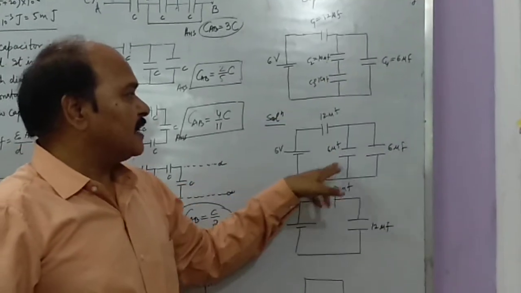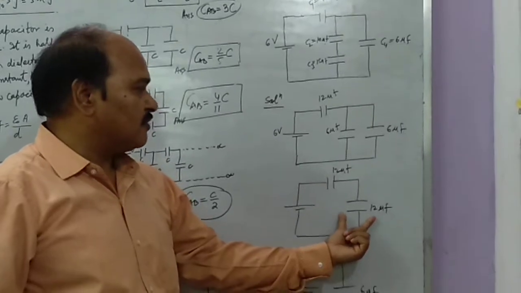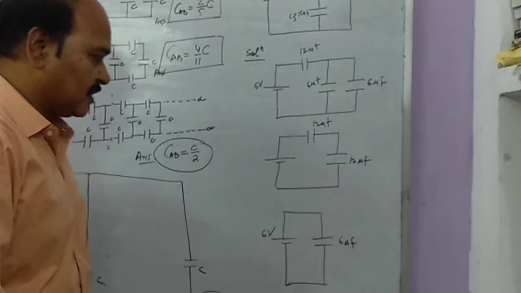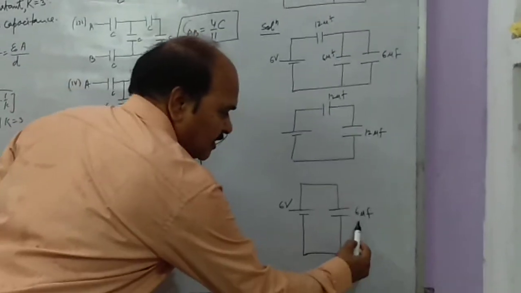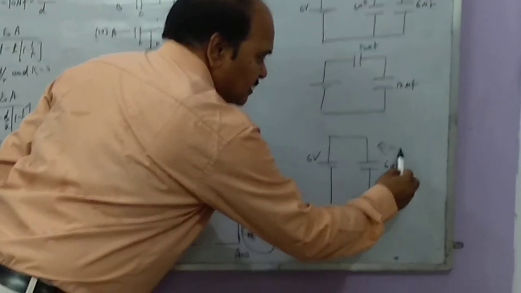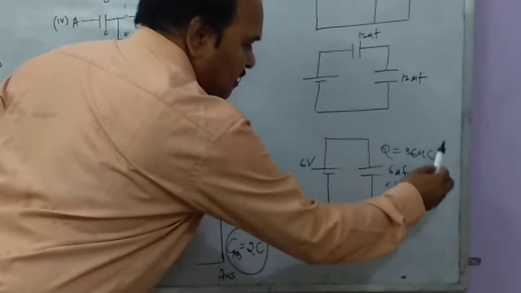Now this 6 and 6, they are in parallel. Their equivalent is 12. Now this 12 and this 12, they are in series. The equivalent is 6. Now let us work it out. This is 6 volt, therefore voltage here is going to be 6 volt. The charge here is going to be CV. CV means 6 times 6 is 36. 36 microcoulomb is the charge.